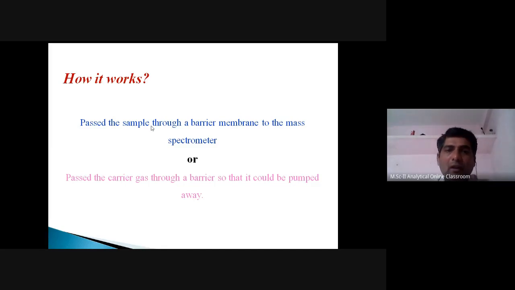This is called a membrane. So it will work either by passing the sample through a barrier membrane to the mass spectrometer, meaning it only passes the analyte. It will not pass the helium gas. So this is the first way. And the second way is that it passes the carrier gas through a barrier, meaning it will take the helium out of the analyte and it will be pumped away. Okay? So these are the two ways this interface works.